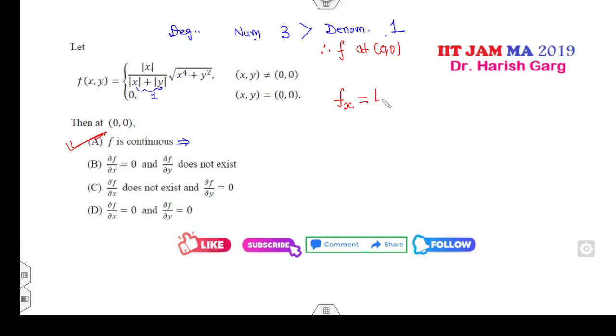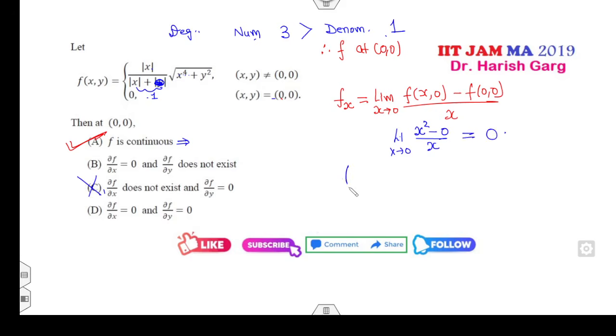Then you have to calculate the partial derivatives. x approaches 0, f of x, 0 minus f of 0, 0 divided by x. What is f of x, 0? That is y is 0. When y is equal to 0, it's x square. And what is f of 0, 0? Answer is 0 divided by x. And when you take the limit x approaches 0, answer is 0. So C option is cancelled out.